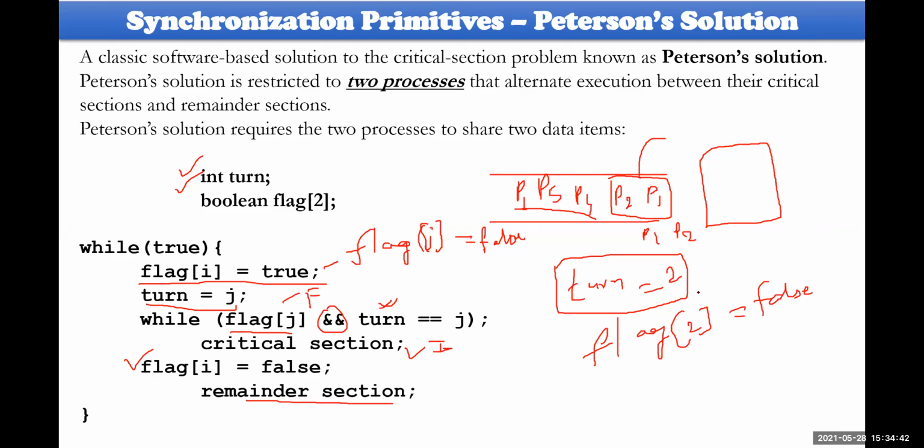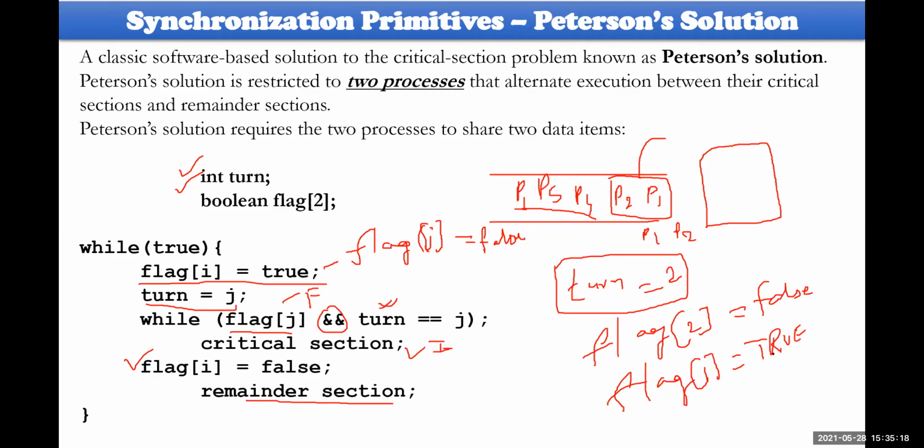If turn equals 2, then obviously the flag of 1 must be true. Remember this condition: turn equals 2, flag of 2 false and flag of 1 true. So the second process will enter into its critical section. The first process enters its critical section, and process number 2 waits some more time until the execution of the critical section of the other process is finished.